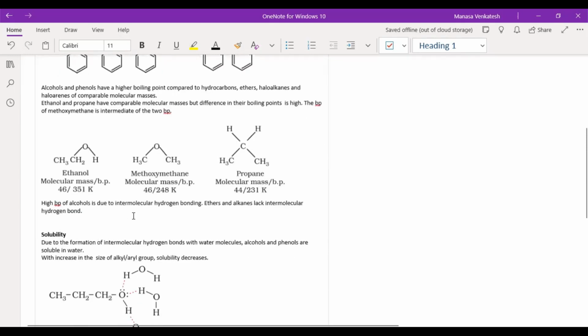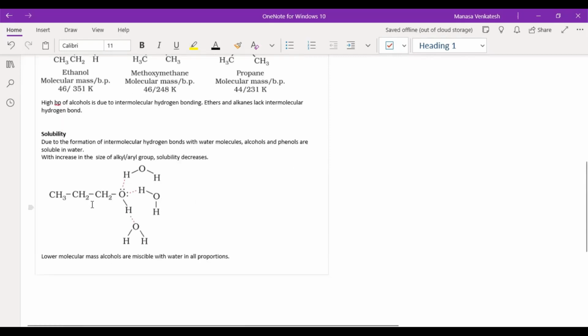Next is solubility. It's again to do with the fact that they can form hydrogen bonds. Because they are able to form hydrogen bonds, alcohols are soluble in water. But when there is an increase in the alkyl group, there will be a decrease in solubility. If the chain is longer, that will in turn affect the solubility of an alcohol. Lower molecular mass alcohols are miscible in water in all proportions.